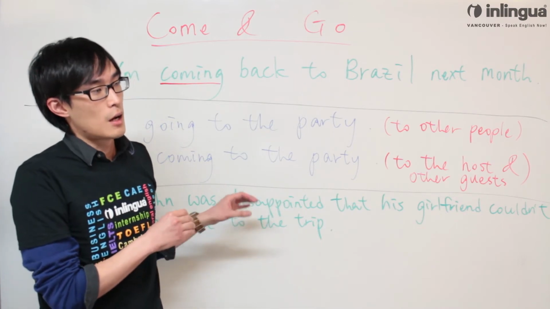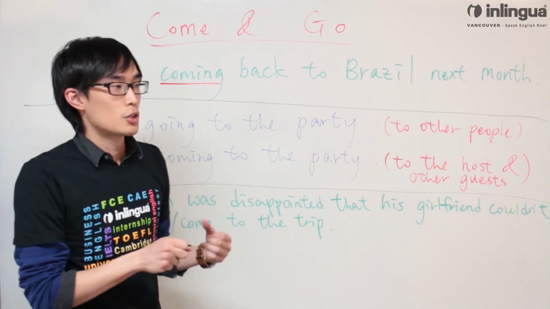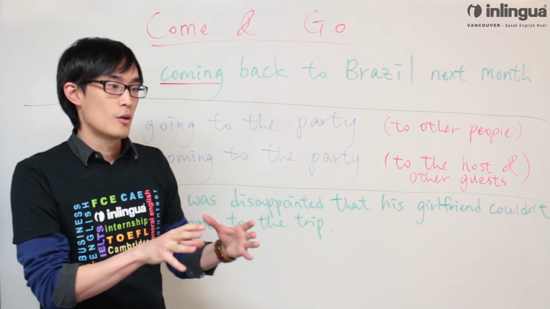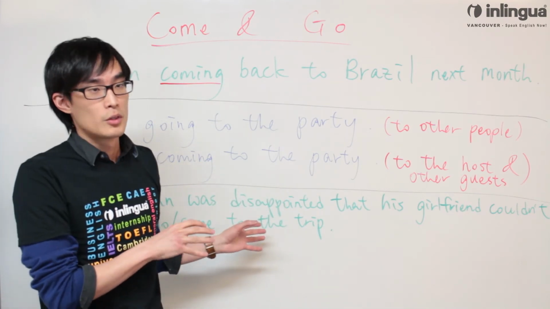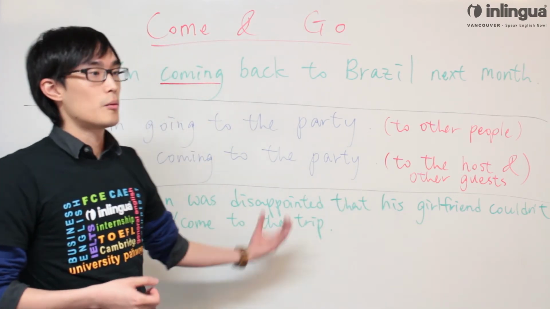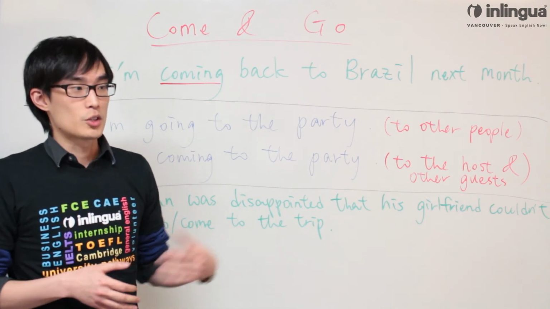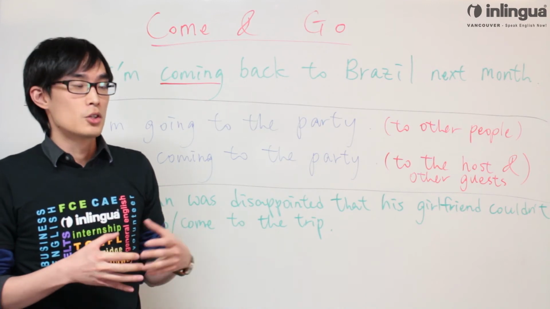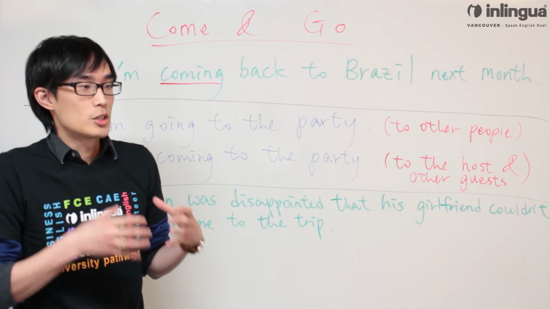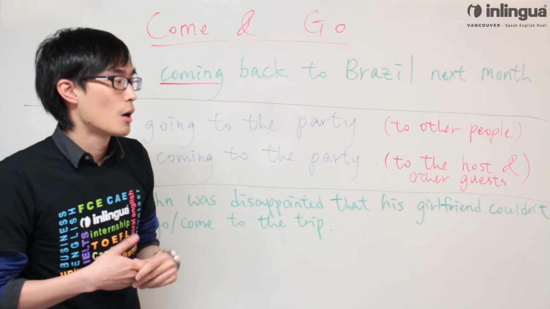Well, again, I am looking at the whole situation from the standpoint of the subject. So if I am looking at the whole thing from John's standpoint, then I probably say John was disappointed that his girlfriend couldn't come to the trip, because John is already part of the trip, right? So people will come to the trip. In this case, come makes more sense. So he's very disappointed that his girlfriend couldn't come to him, couldn't come to the trip.